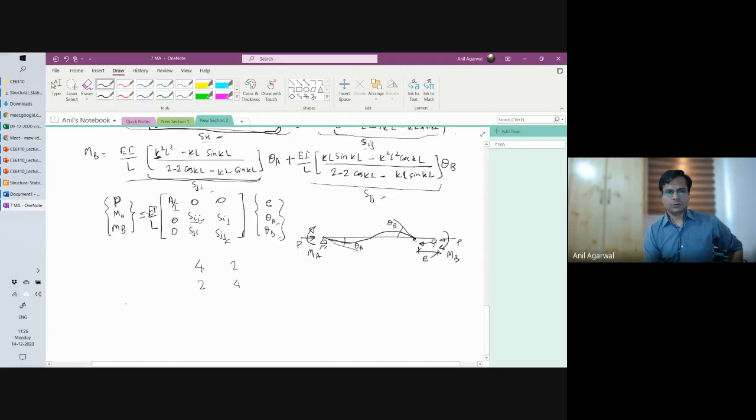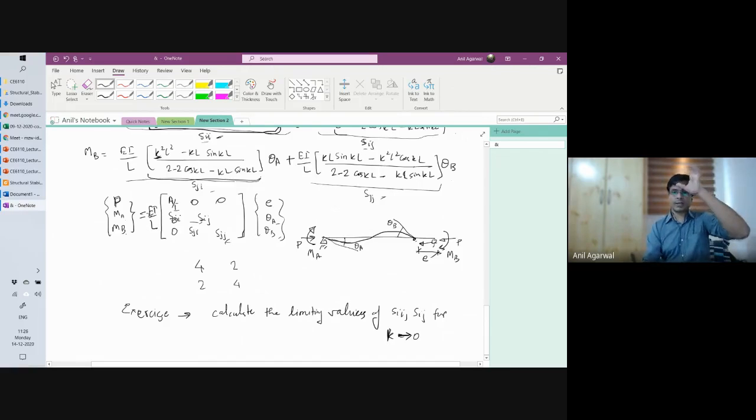The exercise for you is to calculate the limiting values of SII, SIJ for k approaching 0. This derivation won't work when k is exactly equal to 0. It will be undefined. But when k approaches 0, what will be the value of SII, SIJ? This is just a take-home exercise for you.